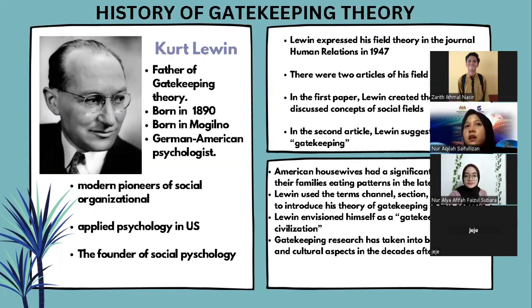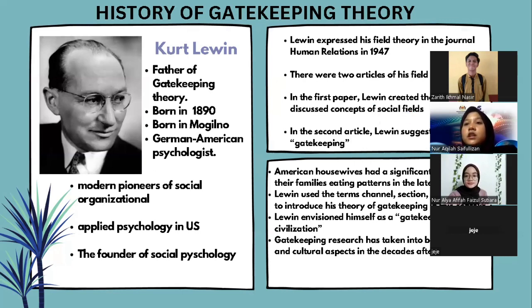In the first paper, Lewin created the above-discussed concepts of social field. In the second article, Lewin suggested the idea of gatekeeping. Lewin used the terms channels, sections, posts, and gates to introduce his theory of gatekeeping in this context. For example, American housewives had significant influence on the family's food choices in the late 1940s. So Lewin used the terms channels, sections, posts, and gates to introduce his theory of gatekeeping in this context. Lewin also envisioned himself as a gatekeeper of civilization.